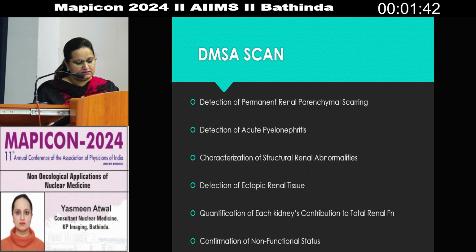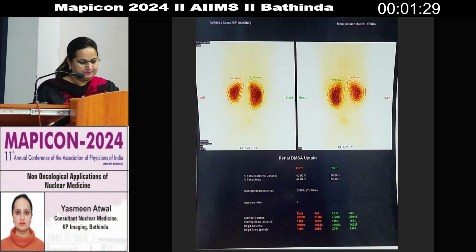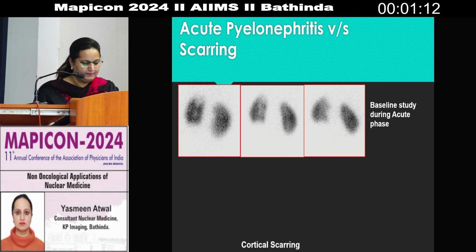Another aspect in this is DMSA scan that mainly detects the scarring. Reasons might be many, like acute pyelonephritis. It detects ectopic tissue. It detects renal abnormalities and the non-functional status of the kidneys. So this is a normal DMSA scan. We draw the arrows around the two kidneys and we get the percentage. So the left one is working 43.5% and the right is working 56.5%. We have a cutoff for the salvageability, below which if the percentage comes, we say the kidney is not salvageable.